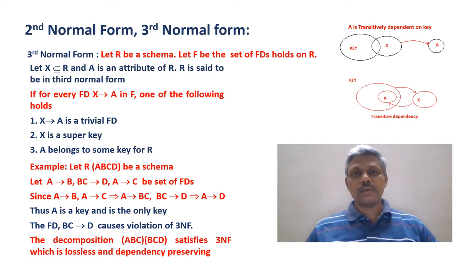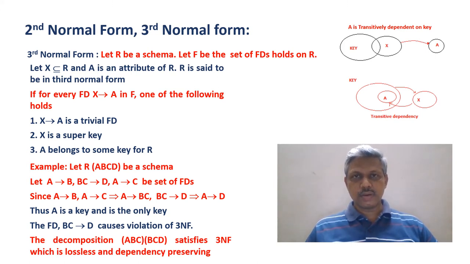Either A belongs to X, in that case X then A is a trivial functional dependency, or X is a super key, that means X contains a key, or A belongs to some key, some candidate key. So if any of the three conditions is satisfied for every functional dependency, then we say that R is in third normal form. And obviously, a database is in third normal form if every schema satisfies the third normal form conditions. We will see an example here.